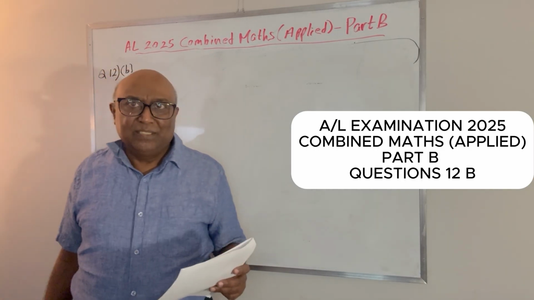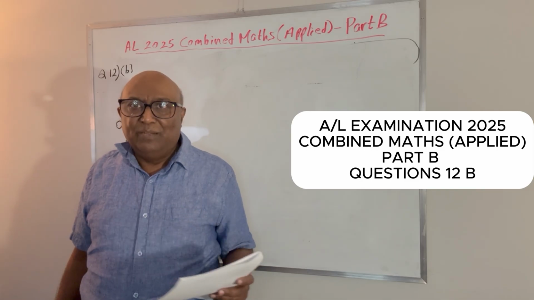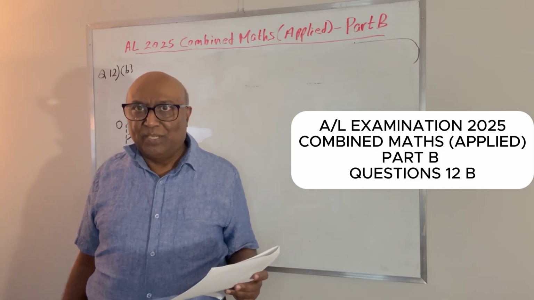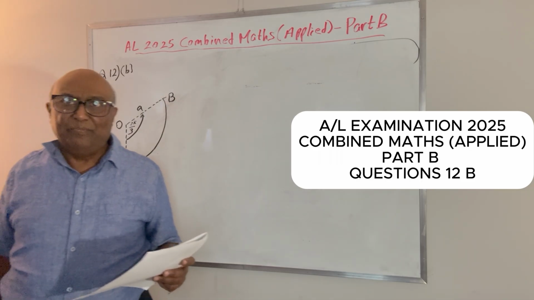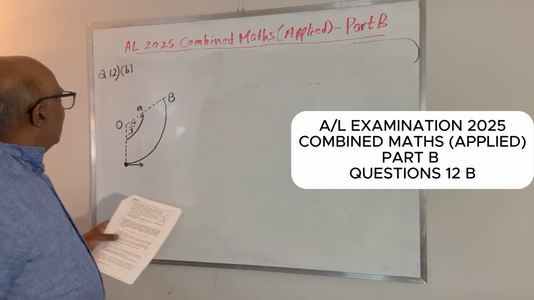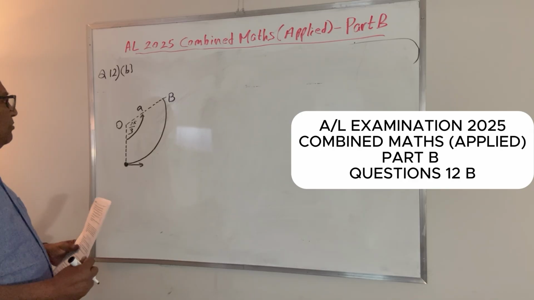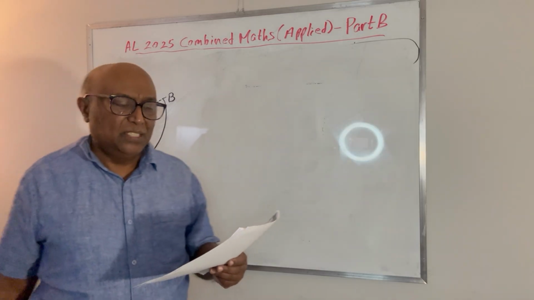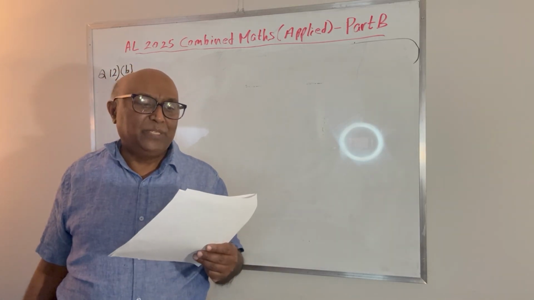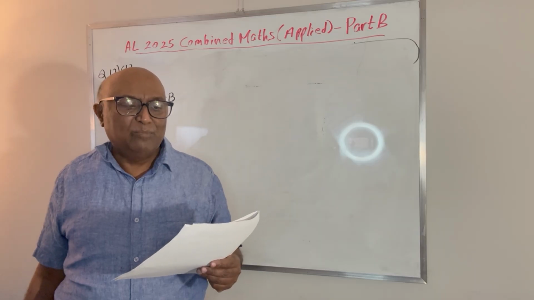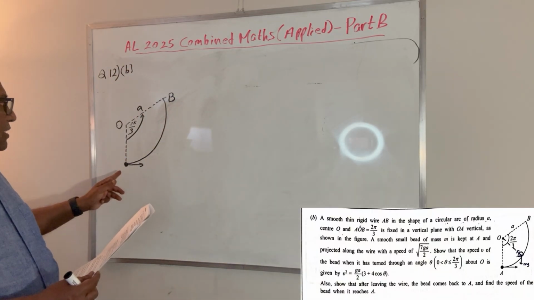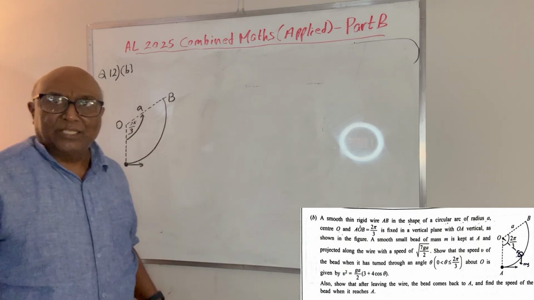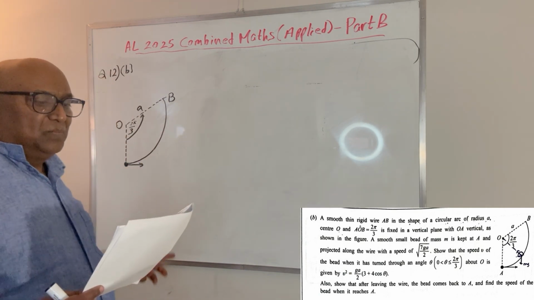Now I am going to present Combined Maths A-Level 2025 Applied Paper Part B, question number 12B. In question 12B, as usual, this question is from circular motion. This is the diagram given for this circular motion question.